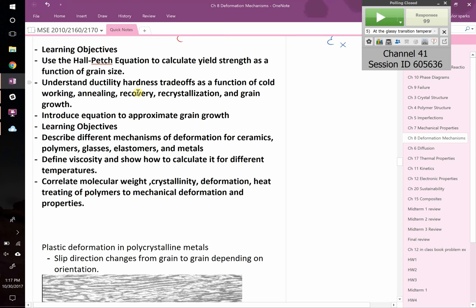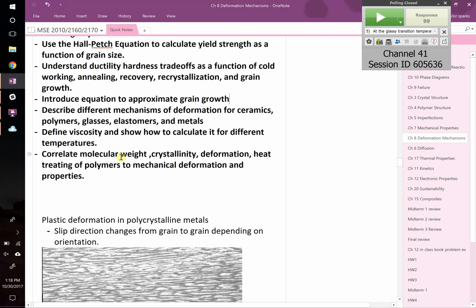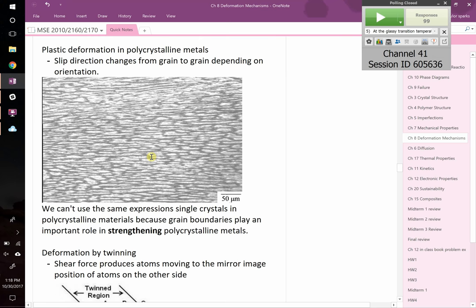We'll introduce an expression to describe grain growth. We will describe different mechanisms for the deformations of ceramics, polymers, glasses, elastomers, metals. So there's different mechanisms. We'll define viscosity and figure out ways we can at least ballpark calculate it. And if we have time at the end, we'll even introduce how molecular weight, crystallinity, and that change how polymers deform.